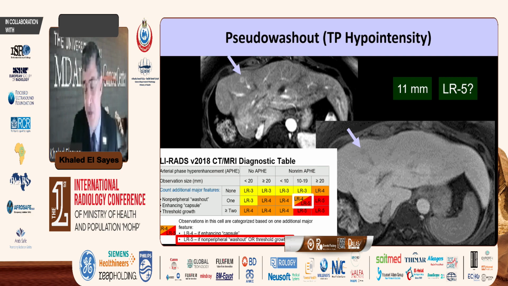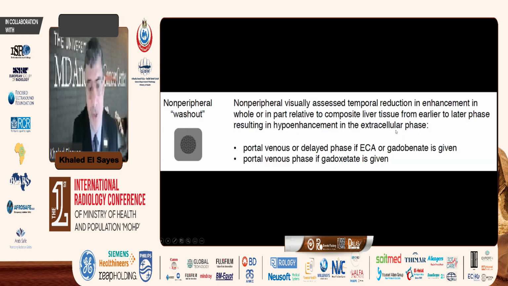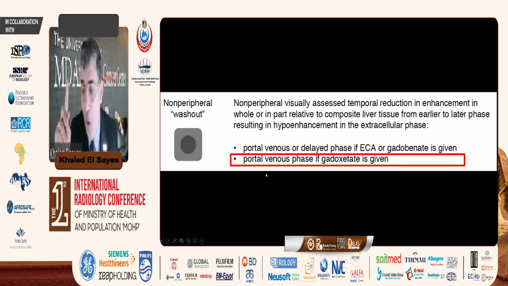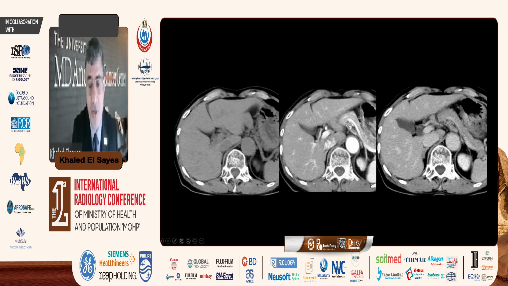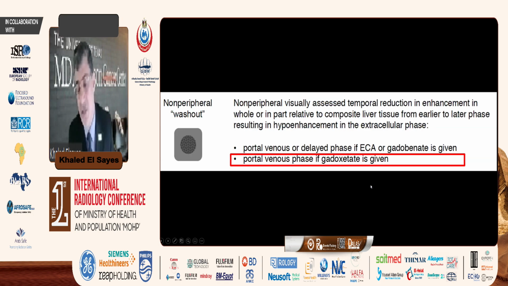You can't use the delayed phase or transitional phase in cases of gadoxetate disodium, Eovist or Primovist, like what you have in Europe or Egypt. So this is very important also, and it's defined in the manual. Portal venous phase only can be used to define the washout if gadoxetate is given. But if you have extracellular contrast agent, then you can use the delayed phase or portal venous phase. Very important, guys, to remember this, because then you will not describe this as a washout.